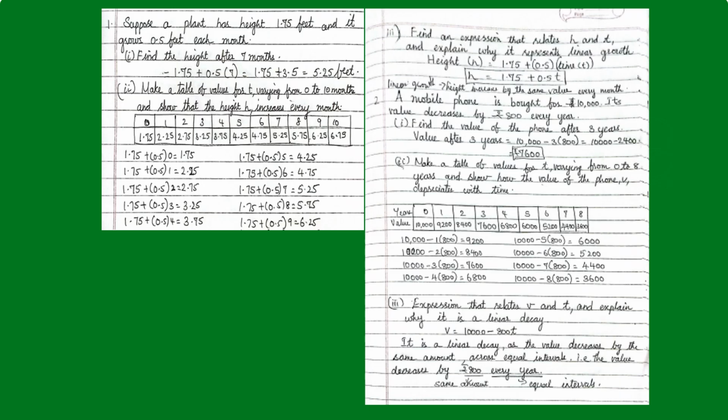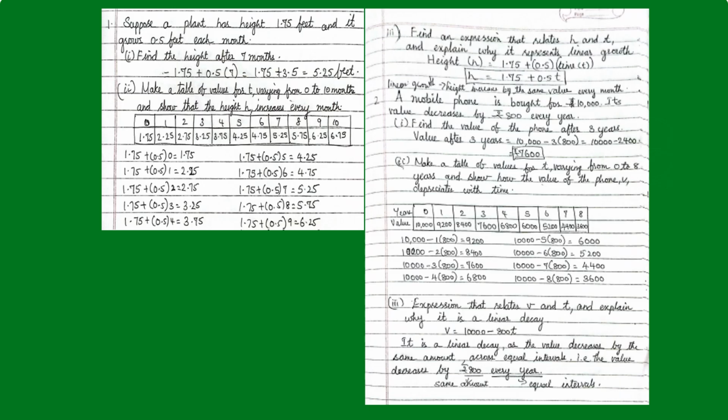Question number 2: make a table of values for t varying from 0 to 10 months and show that the height increases every month. So it's just a simple example. From 0 to 10, you have to plot the values in a tabular column and make use of the varying values of the month from 0 to 10. Substitute it in the linear relationship. Whatever value you get will be the height of the plant at the end of that particular month. That we can make out very well from the worked out example.